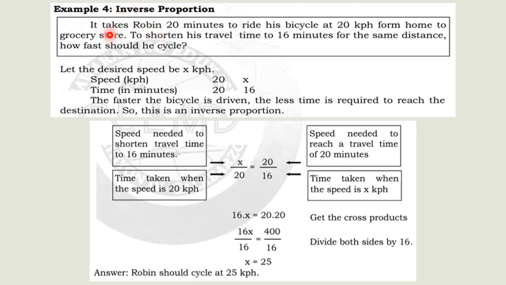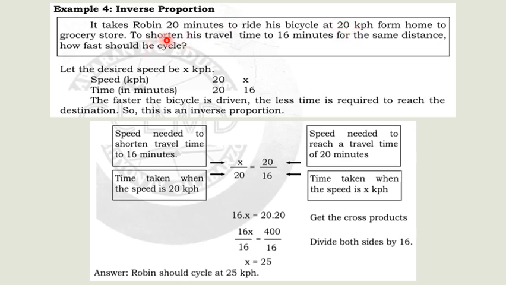So, halimbawa, it takes Robin 20 minutes to ride his bicycle at 20 kilometers per hour from home to grocery store. So, ilang minuto daw siya nagbabike? 20 minutes. Kung ang bilis niya ay 20 kilometers per hour. To shorten his travel time to 16 minutes for the same distance, how fast should he cycle? So, nakikita niyo dito, ang sa una, 20 minutes. Tapos, 20 kilometers per hour.